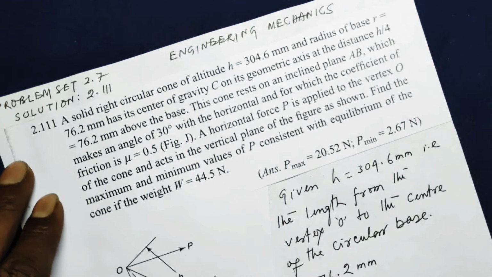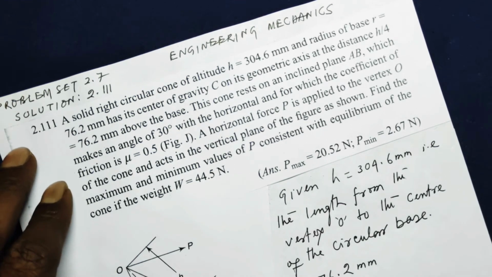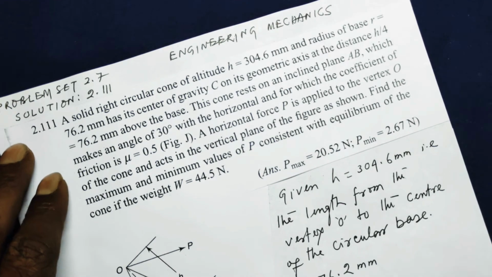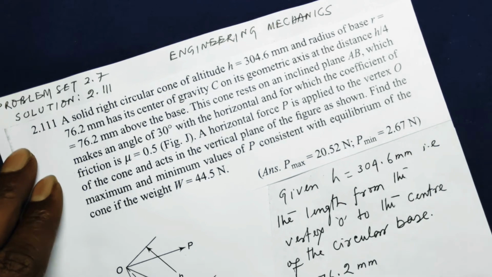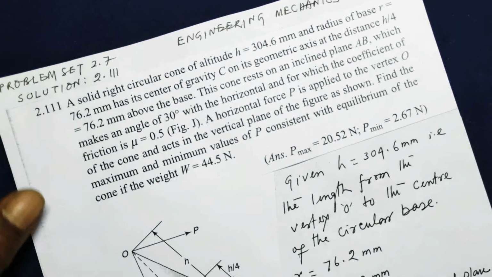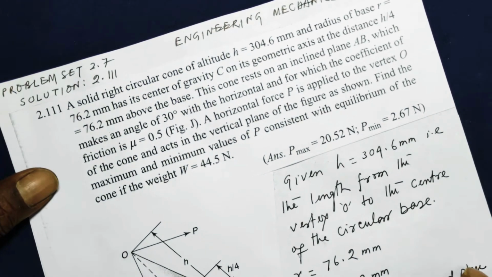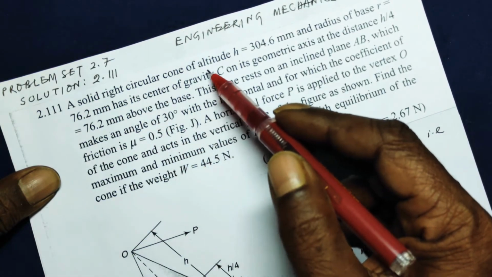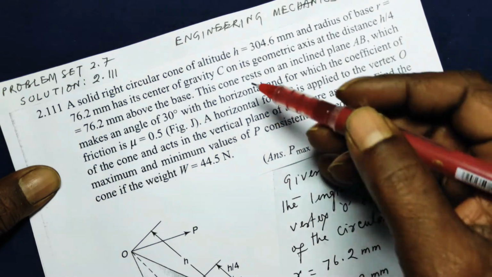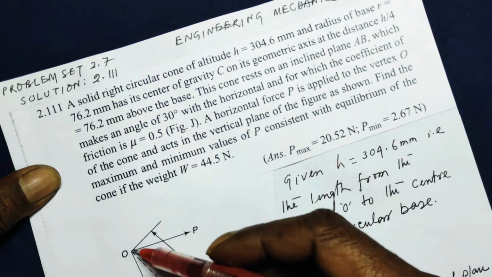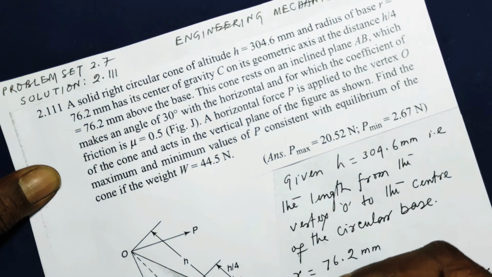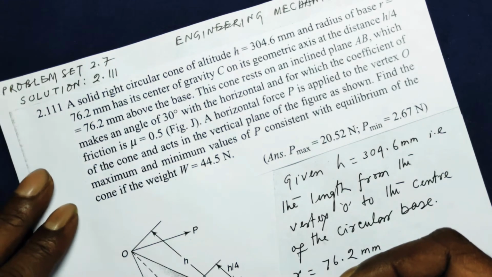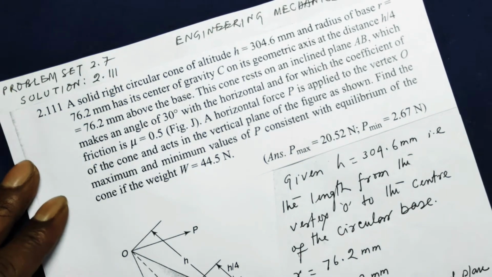Now, solution to engineering mechanics, problem set 2.7, solution to 2.111. Let me read out the statement. A solid right circular cone of altitude h, this OAB, is a right circular cone, means the base is circular.